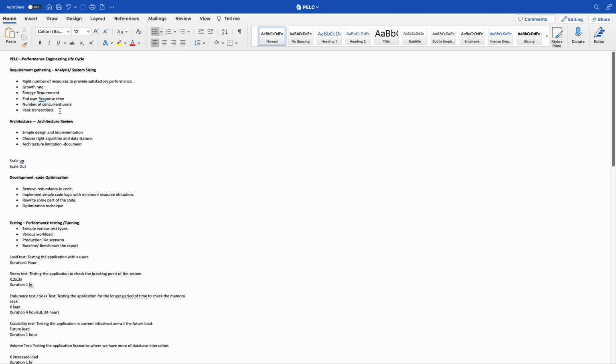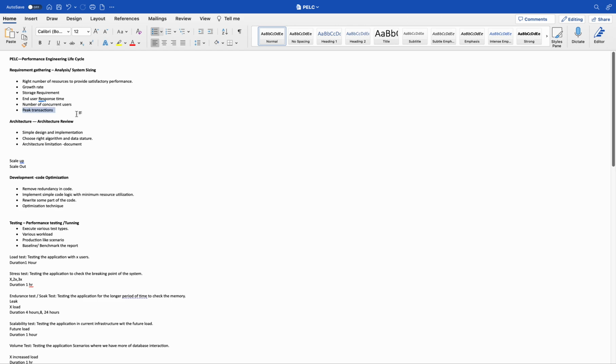We should be able to replicate a production-like environment. We should have a proper workload diagram so that we can identify how many users are required to perform the test, and our application should be able to handle the concurrent user load at the same time.